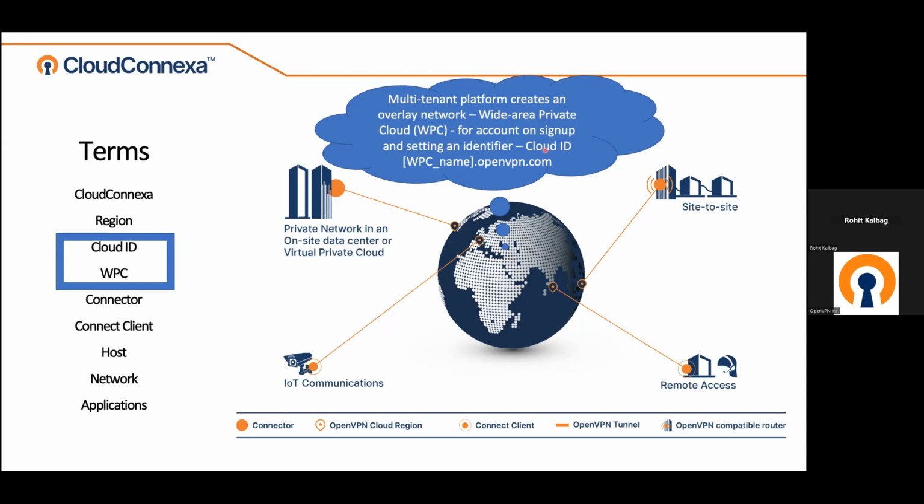And during the sign-up process, you are asked to assign a cloud ID. So this cloud ID is a unique identifier that is used to identify your WPC that just got created. And you can use anything as your cloud ID as long as it's unique in our system. You will get a subdomain, cloudid.openvpn.com, and then you can use this subdomain to access your administration portal. And later on, we will see how the devices can also access this WPC URL to get information needed for connections.